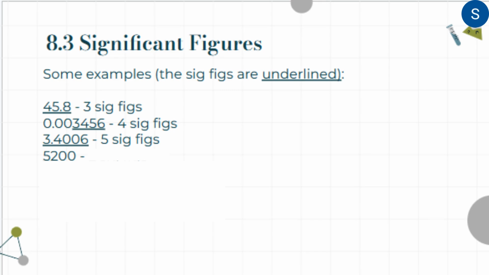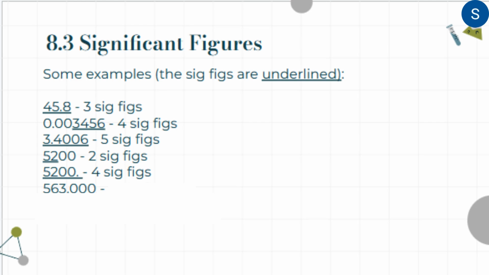Here's the number 5200. 5200 has 2 significant figures. 5 and 2 are significant because they are constants. The two zeros are trailing zeros and are not significant. Now, what about 5200 with the decimal point at the end? This would have 4 significant figures. As always, the constants are significant. This time, the zeros are also significant because there is a decimal point in the number.